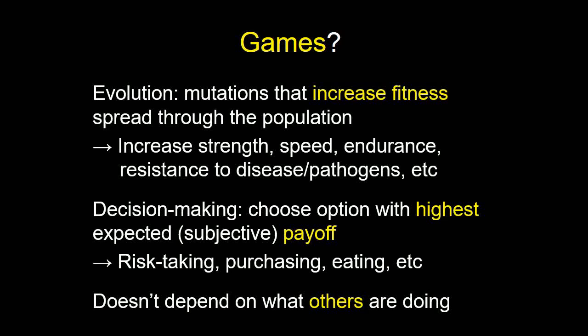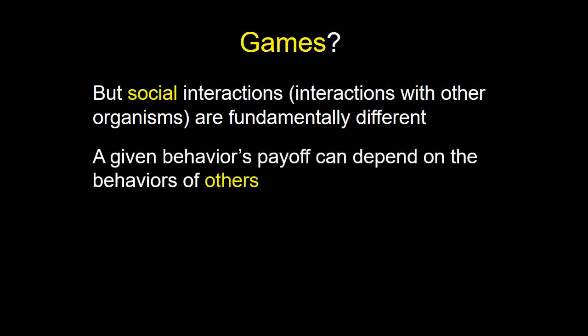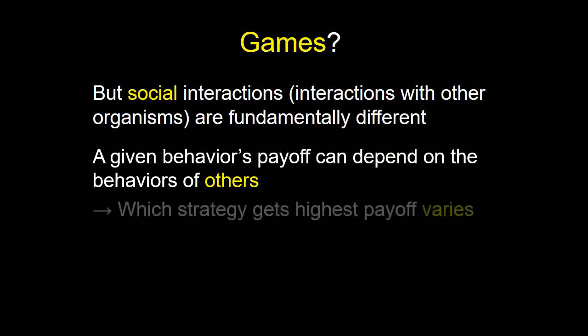And lots of stuff is individual choice, but not cooperation. When you get into the domain of social interactions, that is, interactions with other organisms, other people, there's a fundamental difference: the payoff associated with any given action doesn't depend just on what you chose and what the scenario is. It also depends on what the other person does, or other people do. And what that means is that even for the same person in the same scenario, which strategy or choice is optimal isn't constant, but depends on what the other people are doing.